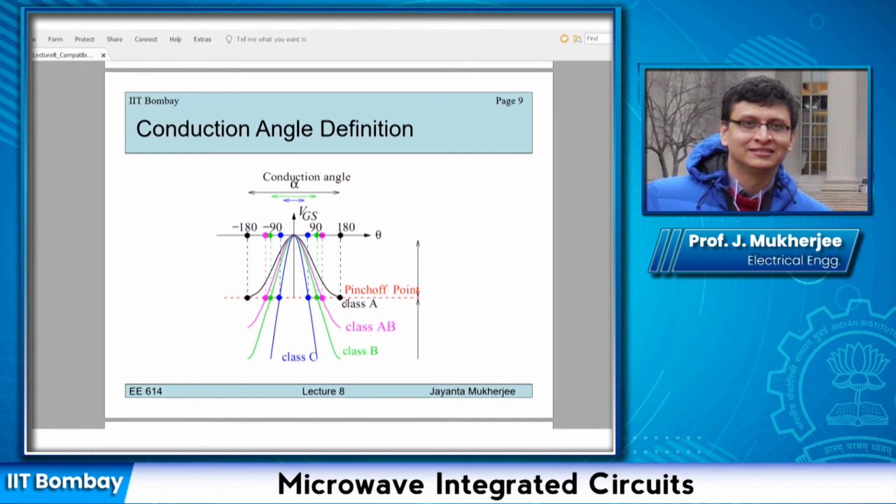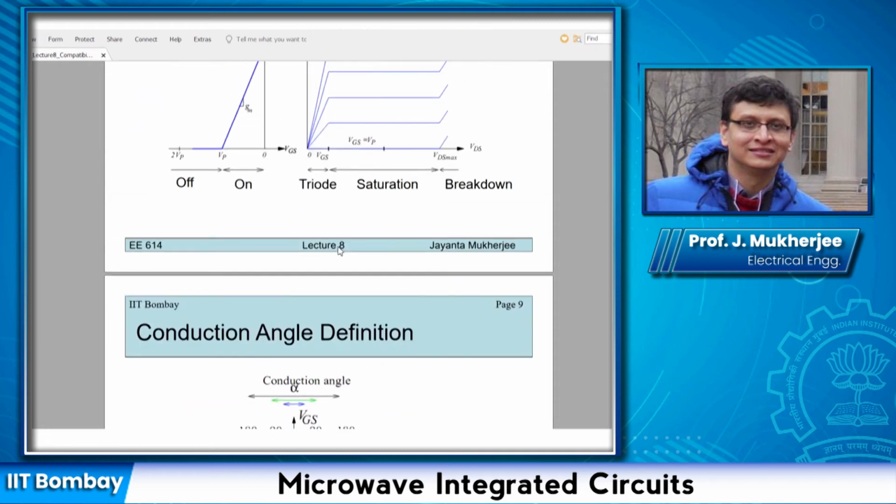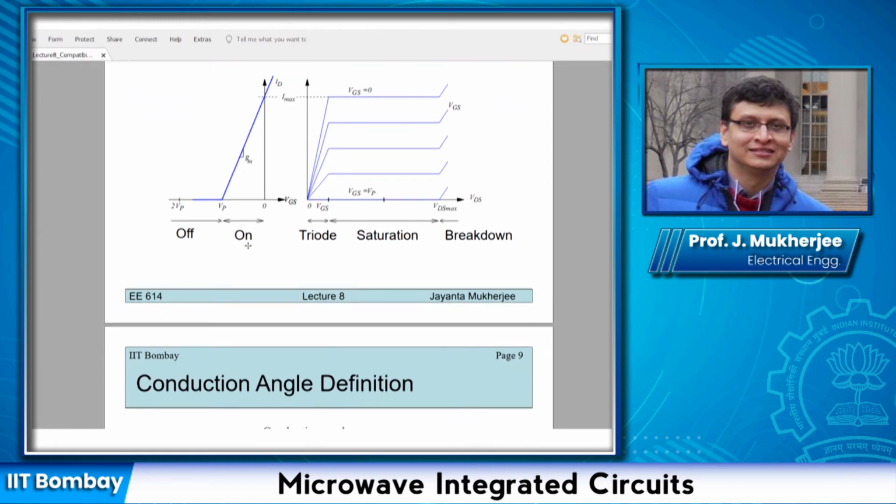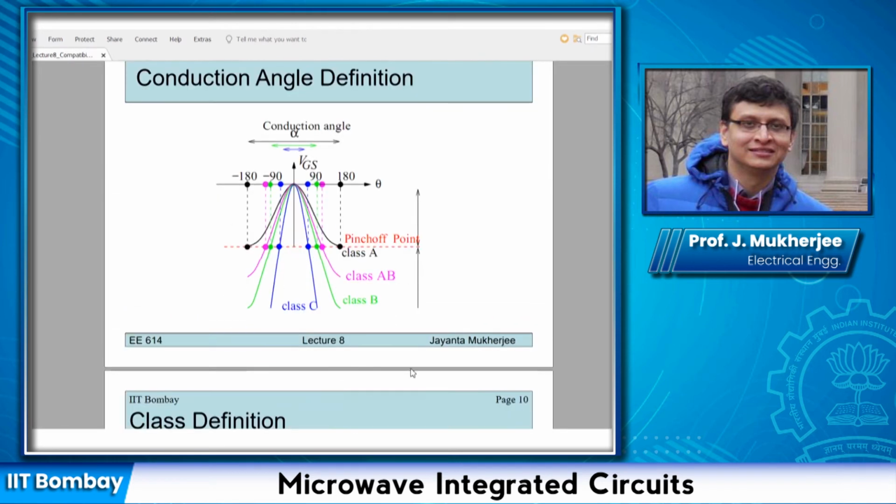Another way of saying is, for the entire 360-degree phase of the input sinusoidal signal, the input voltage or the VGS voltage lies above this pinch off point. So what is the pinch off point? It is this voltage, VP. So my entire input sinusoid voltage lies in this range, from VP to 0. So that is what is known as class A.